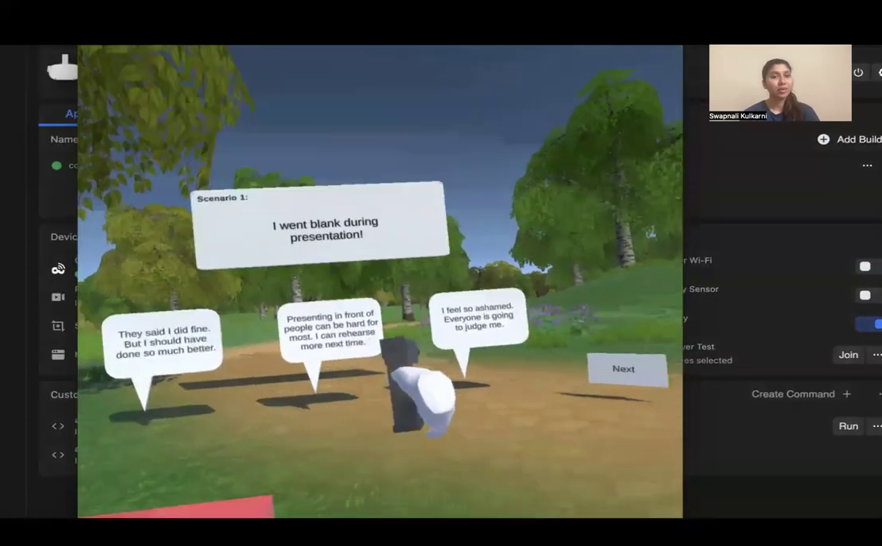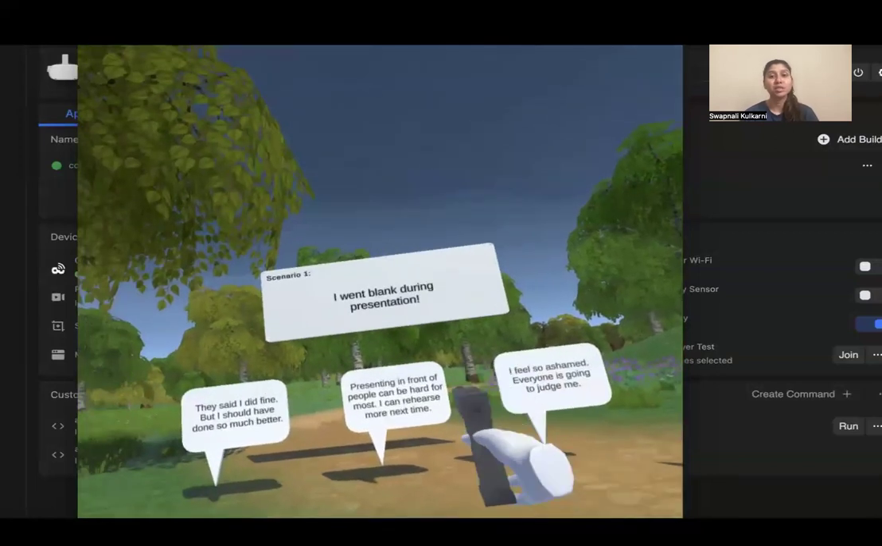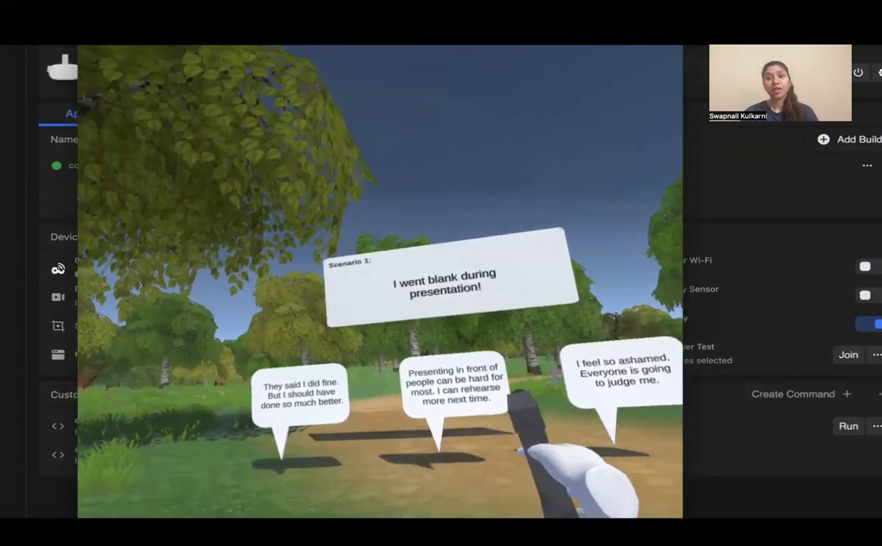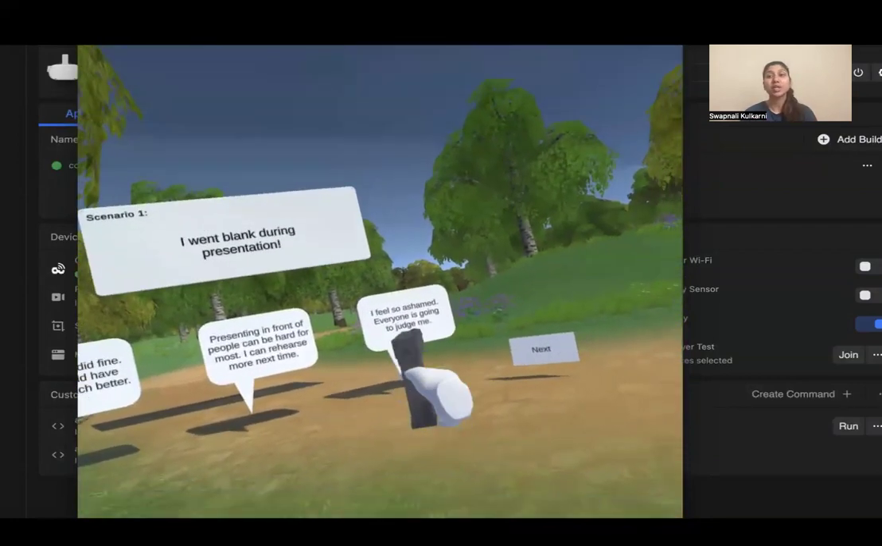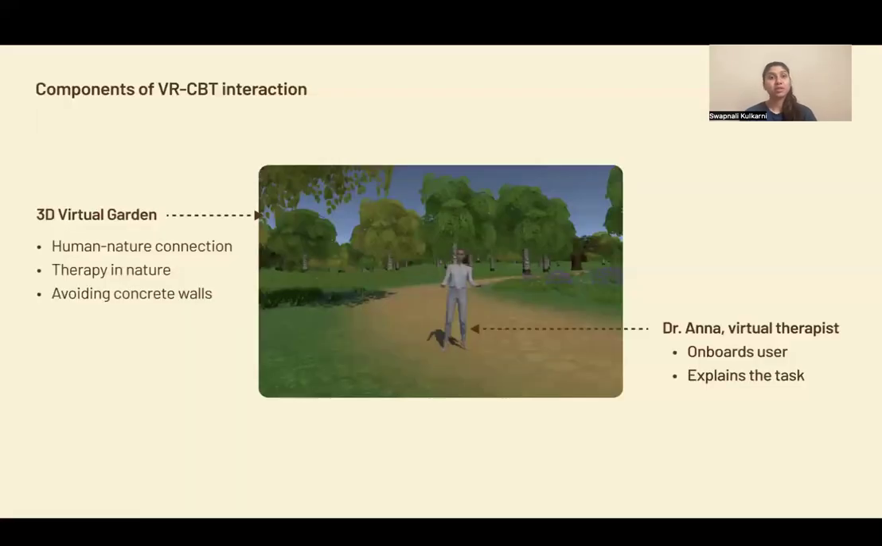This is a glimpse of my VR prototype, a gamified experience where students wear VR headsets and put themselves into situations, and they can also see their thoughts, where they can eliminate the negative thoughts and retain the positive ones. I would like to walk you through the concept.